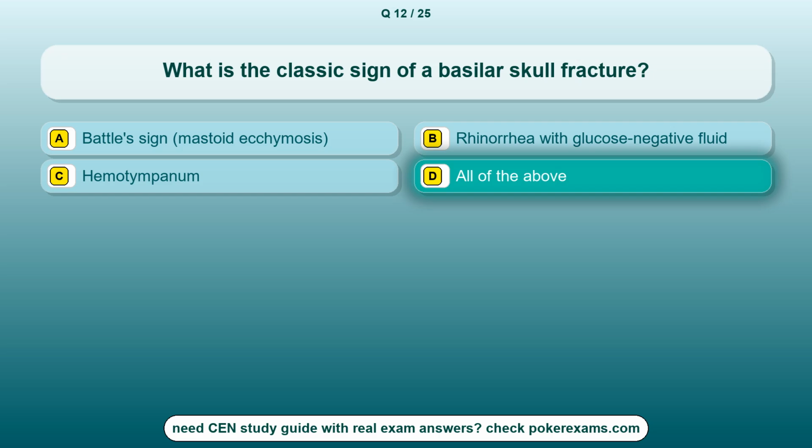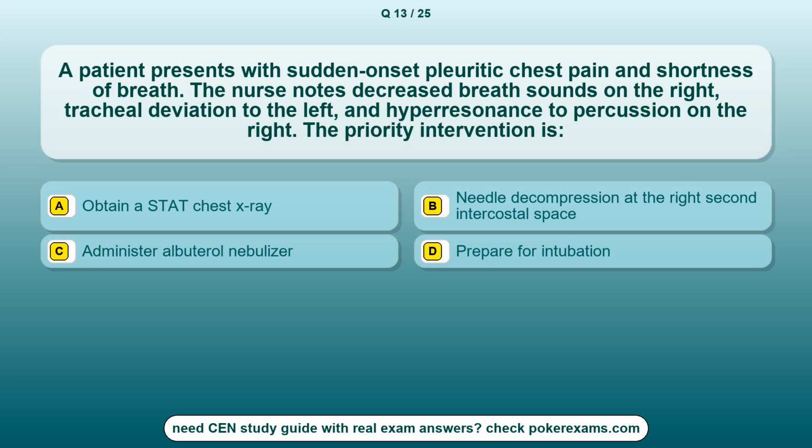The correct answer is option D, all of the above. Question 13. A patient presents with sudden onset pleuritic chest pain and shortness of breath. The nurse notes decreased breath sounds on the right, tracheal deviation to the left, and hyperresonance to percussion on the right. The priority intervention is option A, obtain a stat chest X-ray.